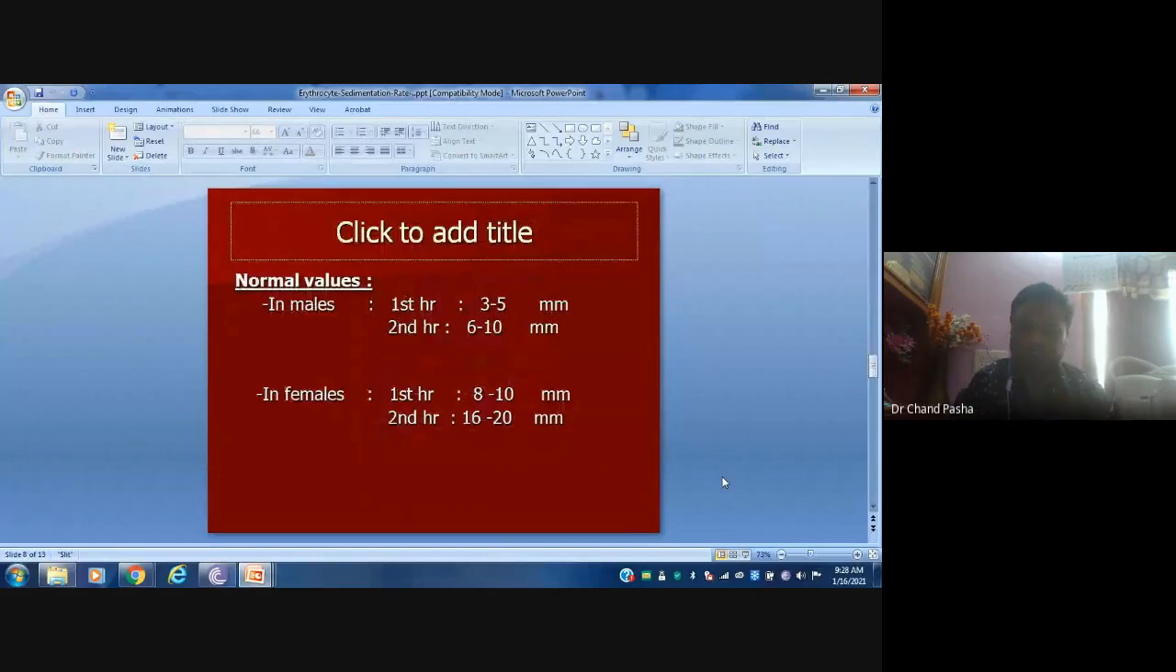Normal values, if an adult male, 3 to 5 millimeters in the first hour, the RBC should settle down. And see, second hour, 6 to 10 millimeters you should get. Whereas females, you can see, first hour, 8 to 10 millimeters, and second hour, around 20 millimeters.